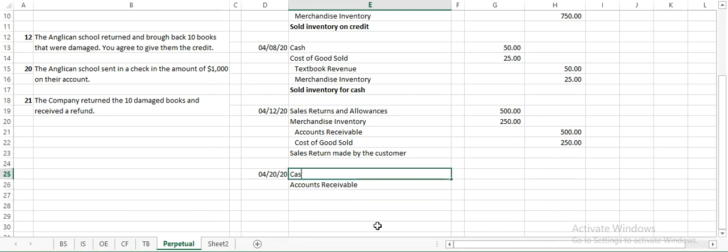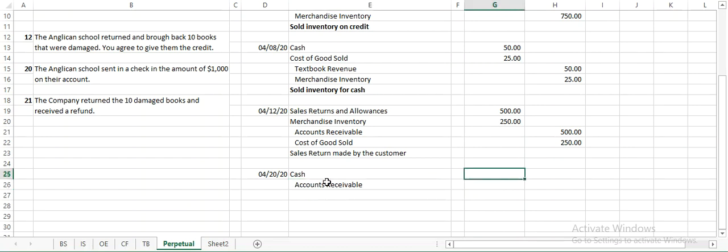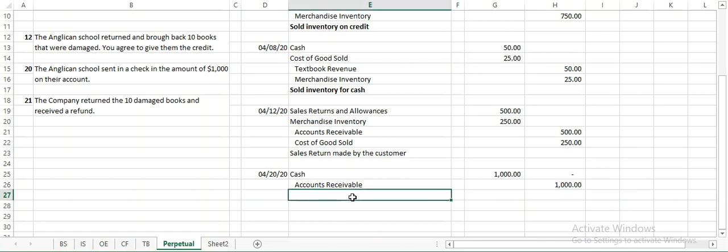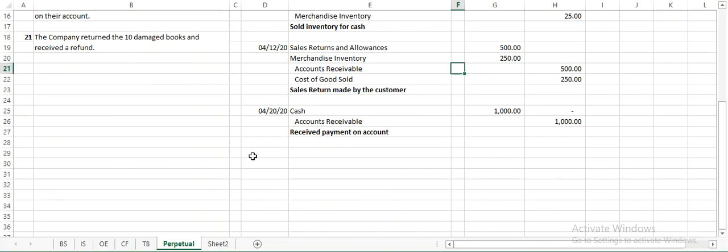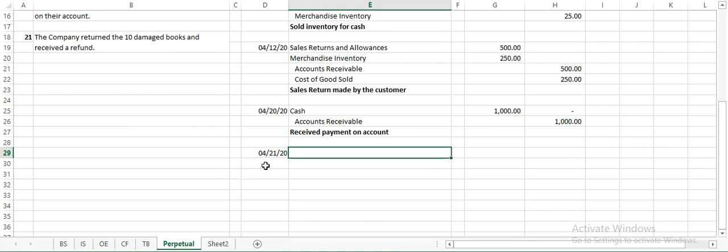So let's just change the order then. Indent, and they paid $1,000, so we have an additional $1,000 of cash, and we have to decrease our accounts receivable account by $1,000. Now what's happening here is received payment on account. Okay, perfect.